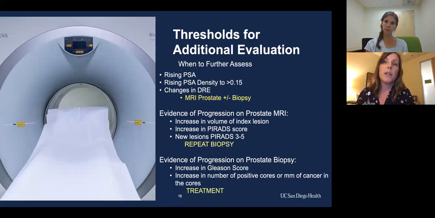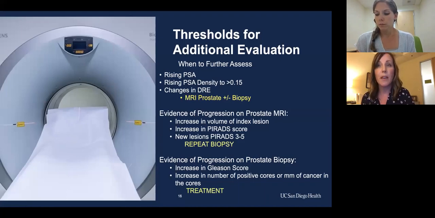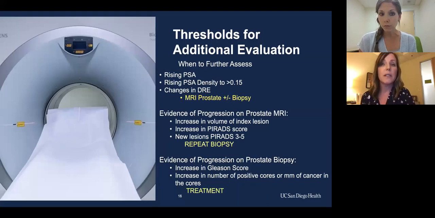Evidence of progression on prostate MRI includes increase in volume of the index lesion, increase in the PI-RADS score, and new lesions. Any of these observations should then lead to repeat biopsy. Evidence of progression on prostate biopsy includes an increase in Gleason's score and an increase in the number of positive cores, or evidence of larger volume of disease. These findings should then lead to treatment.